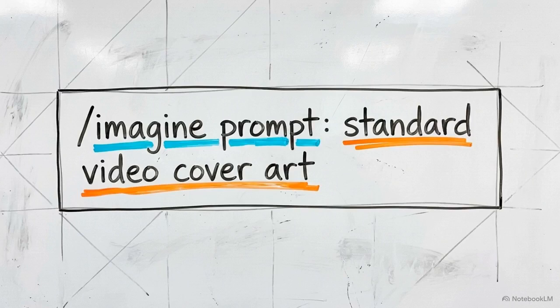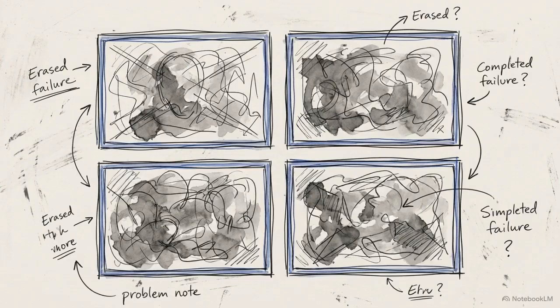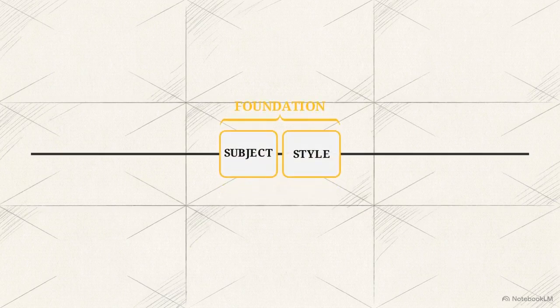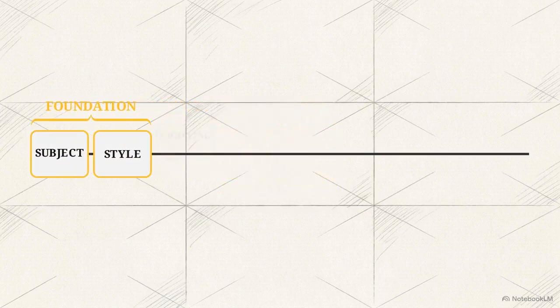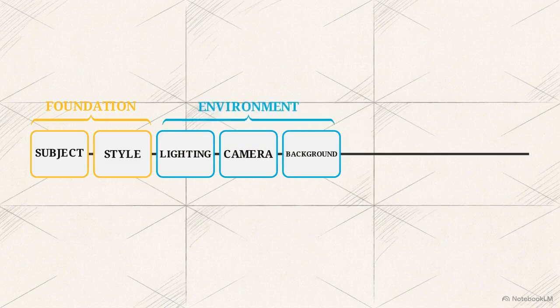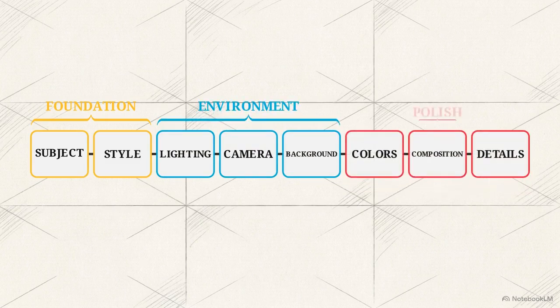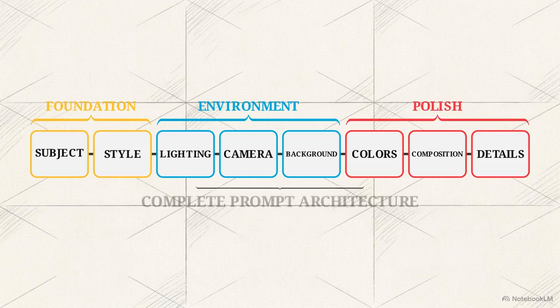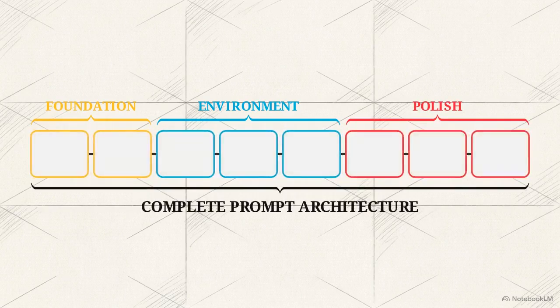If you type "make a YouTube thumbnail" into the prompt bar, you will get unusable results. The AI only understands specific instructions. This interface shows our director formula. We start with the first 2 blocks, defining your subject and overall style. Next, we build the environment with lighting, camera angle, and background. Finally, we lock in aesthetics by specifying colors, composition, and details.